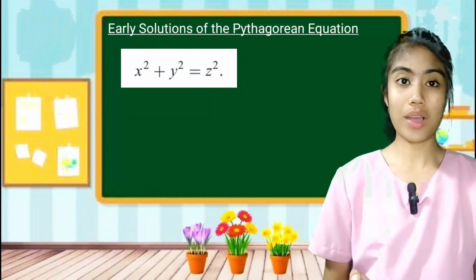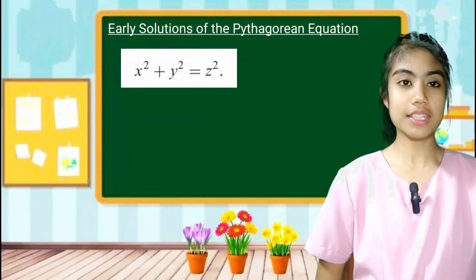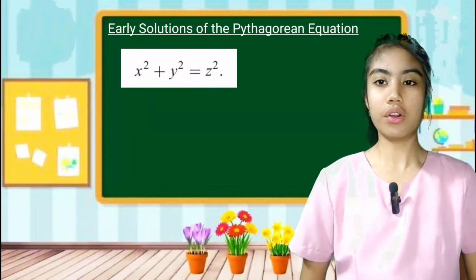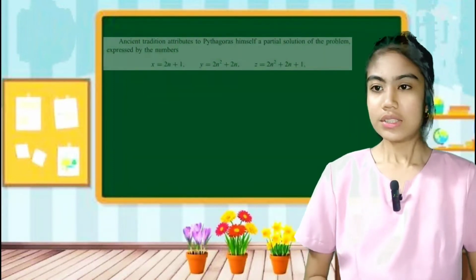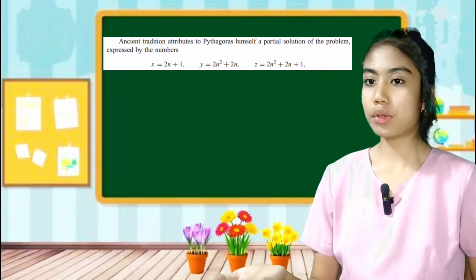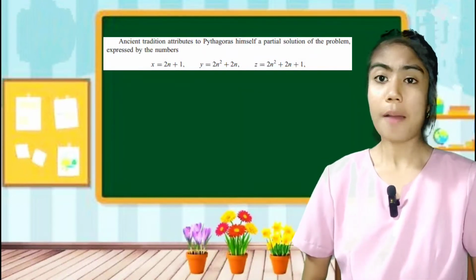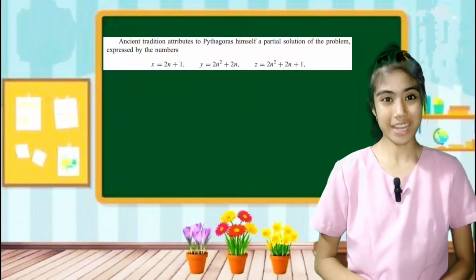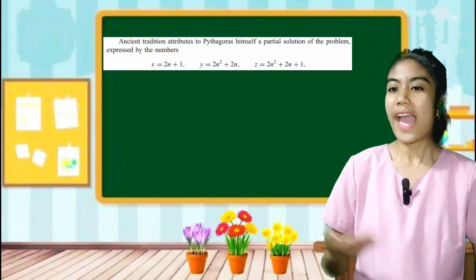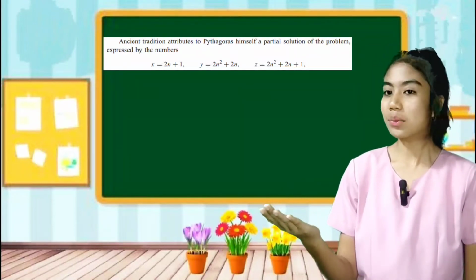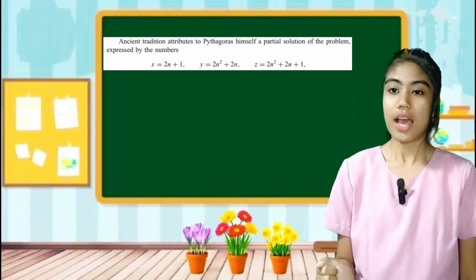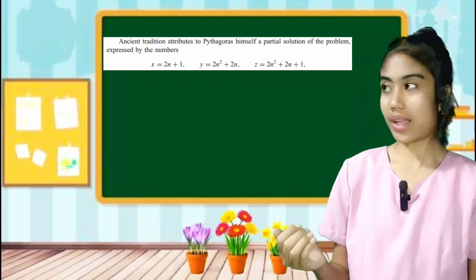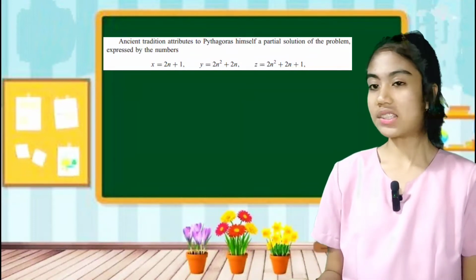So a triple x, y, z of positive integers satisfying the equation is said to be a Pythagorean triple. Ancient tradition attributes to Pythagoras himself a partial solution of the problem expressed by the numbers: x equals 2n plus 1, y equals 2n squared plus 2n, z equals 2n squared plus 2n plus 1.